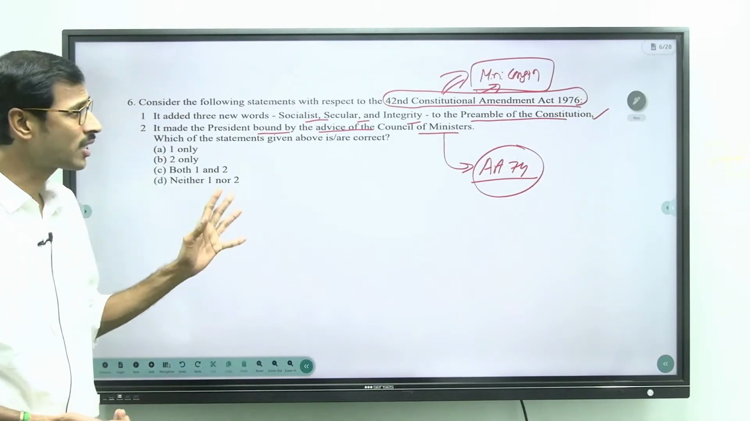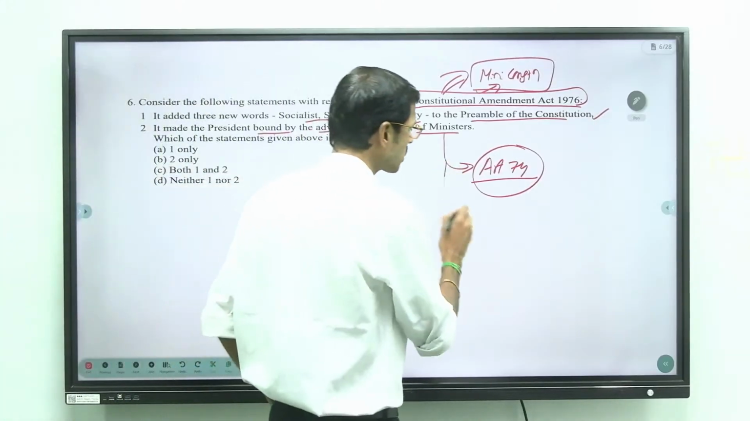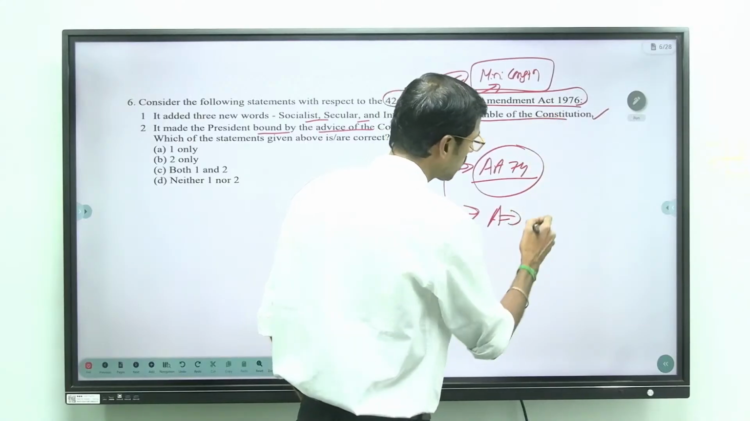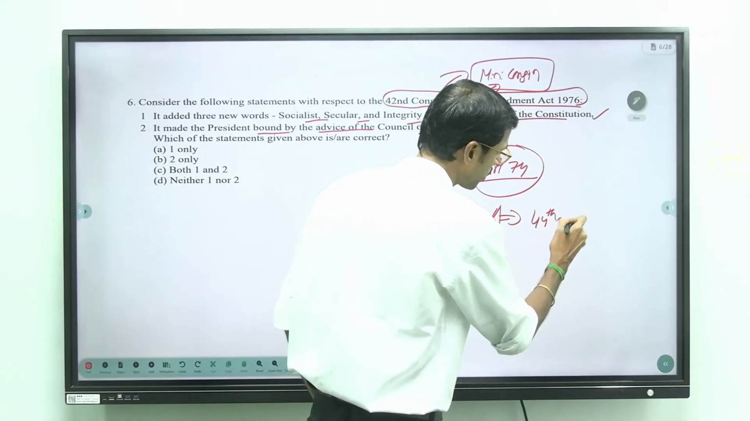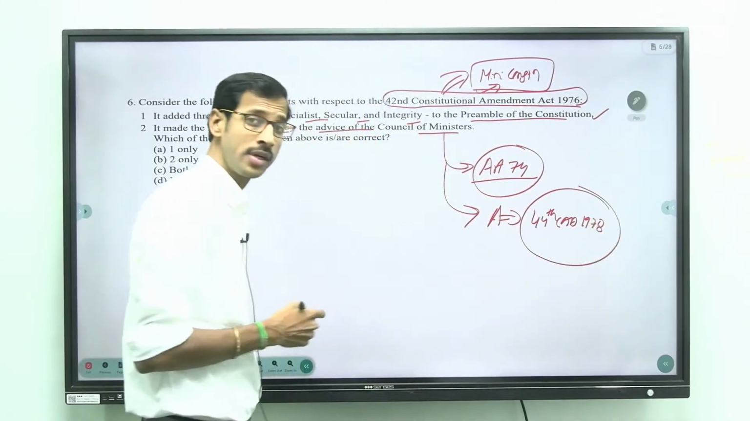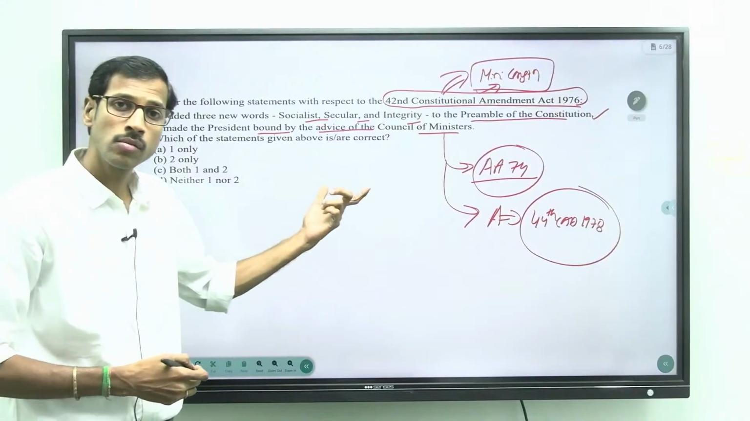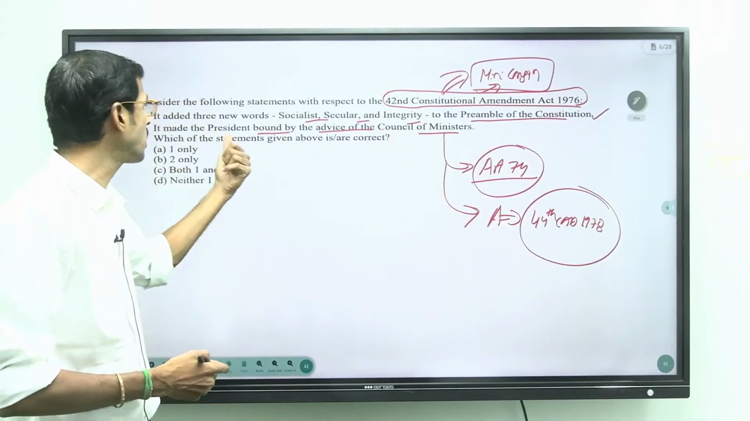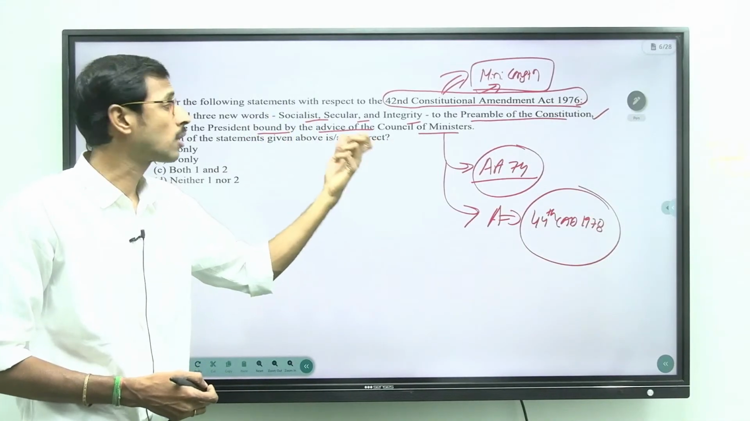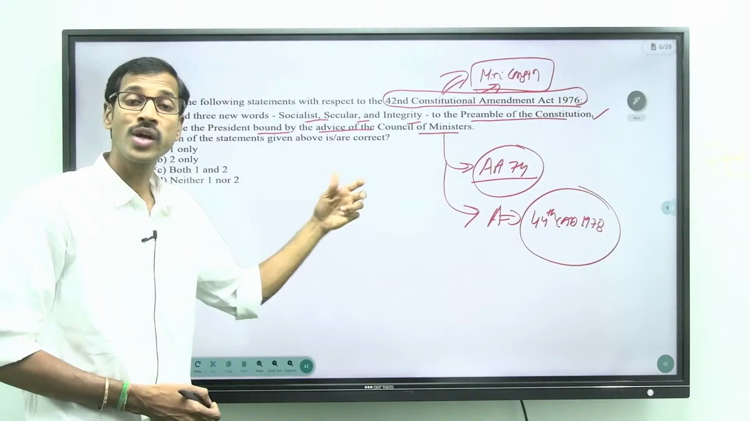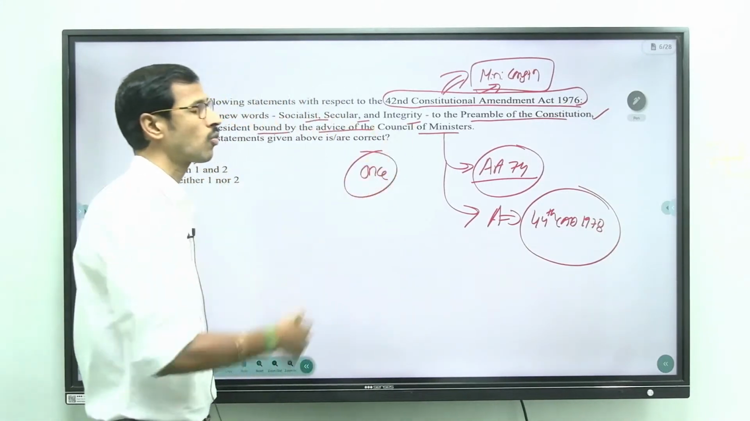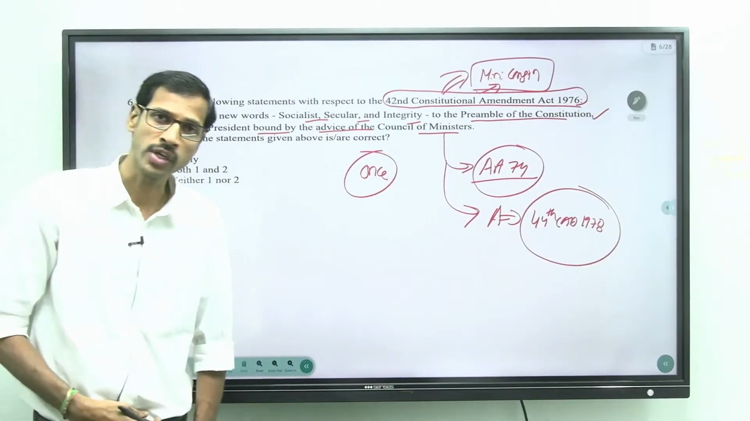But this particular article was changed in the 44th Constitutional Amendment Act, that is 1978. What was the change? Here the president can return the advice for reconsideration, only once. That was the change given by the 44th Constitutional Amendment Act 1978.